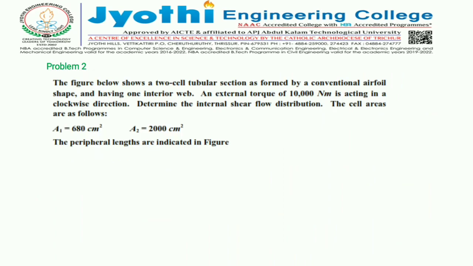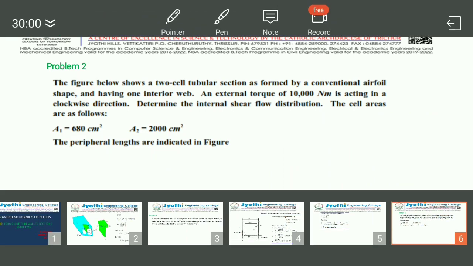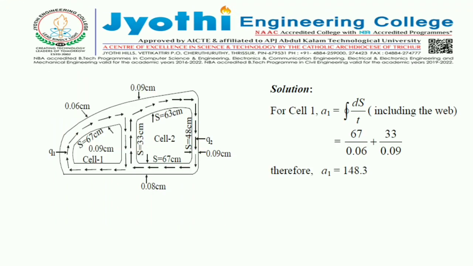Next, problem 2. The figure below shows a two-cell tubular section formed by a conventional airfoil shape having one interior web. An external torque of 10,000 Newton meter is acting in clockwise direction. Determine the internal shear flow distribution. The cell areas are as follows. A1 is equal to 680 centimeter square. A2 is equal to 2000 centimeter square. It is the figure given in the question.